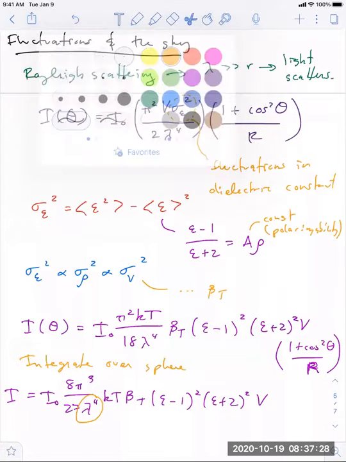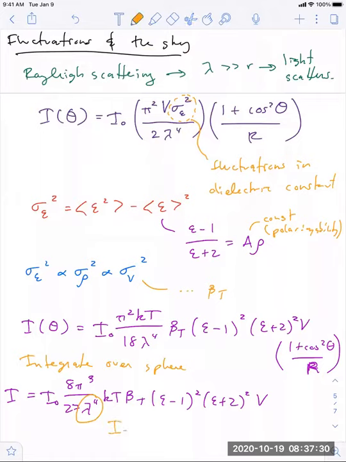So this means I scattered is proportional to lambda to the -4, where lambda is the wavelength of light. And so again, it's important to note that this whole relationship just arises because the fluctuations in the dielectric constant of the atmosphere are non-zero.